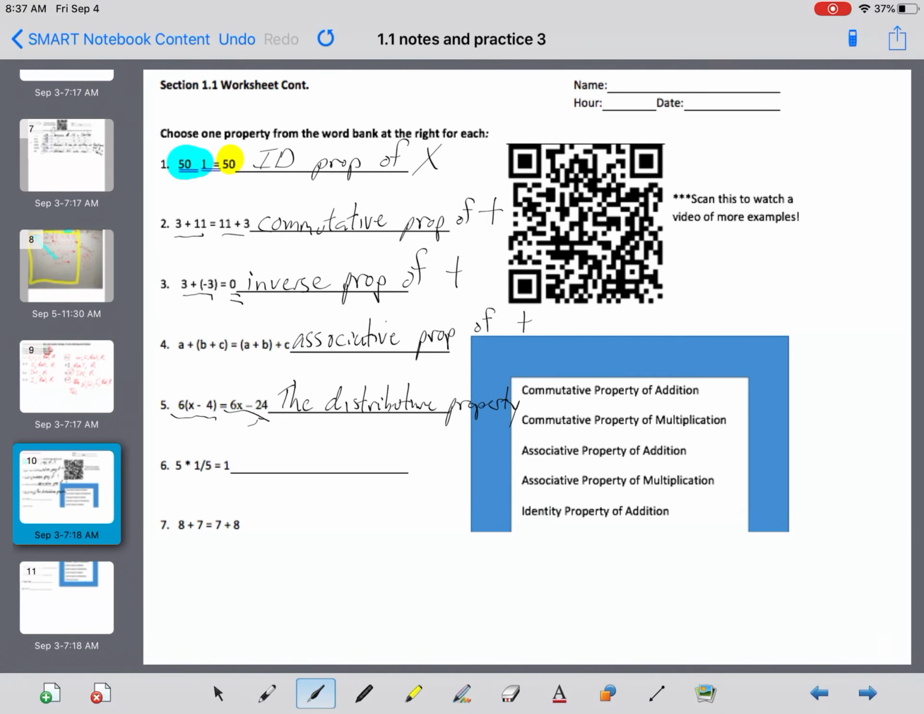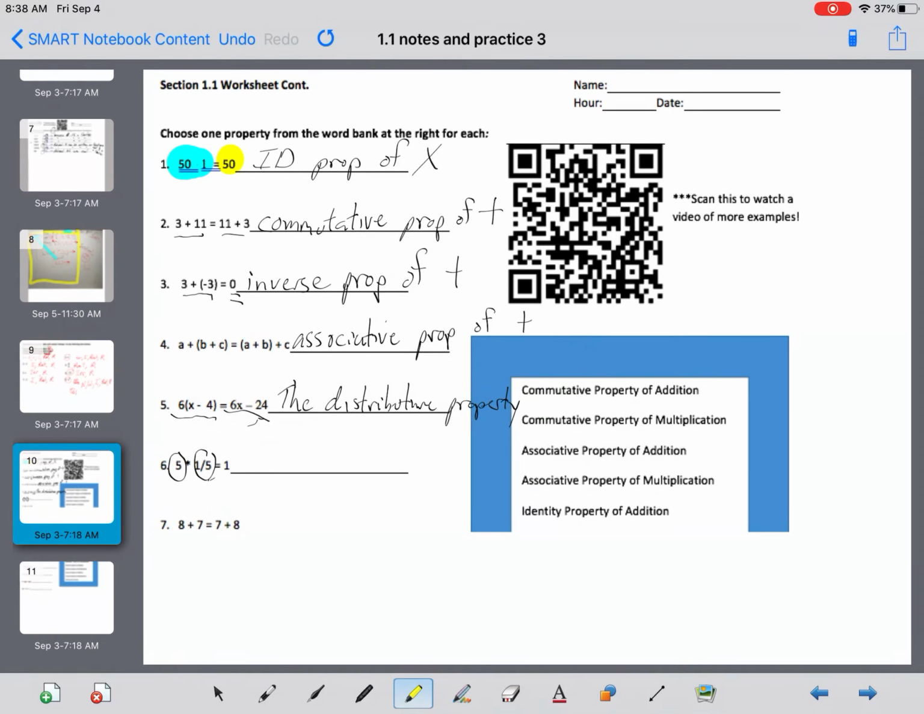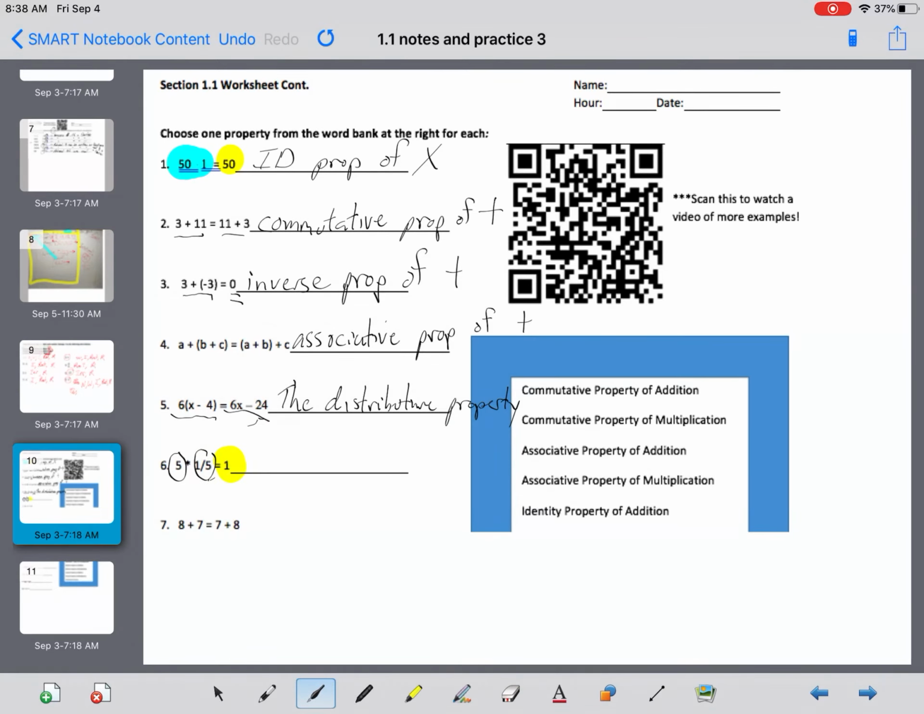Number 6, 5 times 1/5 equals 1. That is true, I agree with that. So they took a 5 and they multiplied it by 1/5. And so they're doing multiplication, and when they did the multiplication, they were able to get a 1. That's a fancy thing. That's a good tool to use in algebra. That is the inverse or undoing property. Undo multiplying by 5 by multiplying by 1/5, or its reciprocal. So that's the inverse property of multiplication.